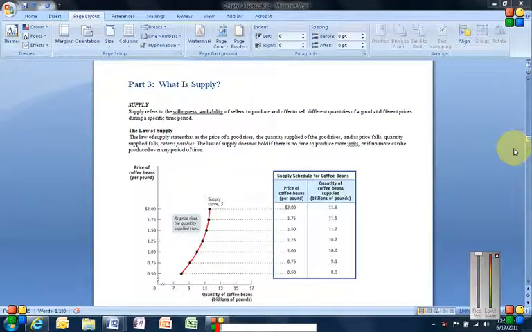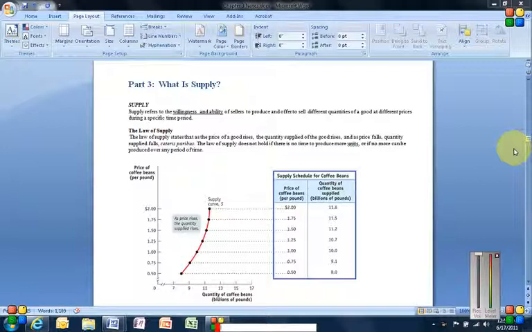So what is supply? Supply refers to the willingness and ability of sellers to produce and offer to sell different quantities of a good or a service at different prices during a specific time period. So now we're looking at the sellers, and this is something you might not be as used to thinking in terms of, because most of your life you've been thinking like a buyer.